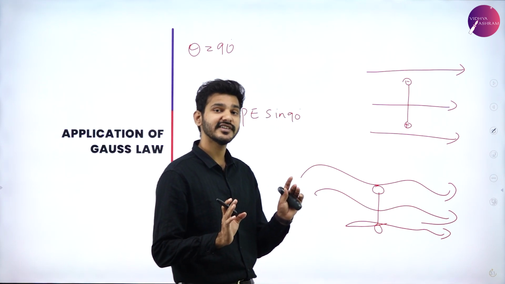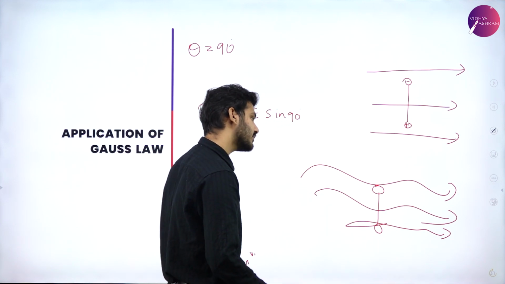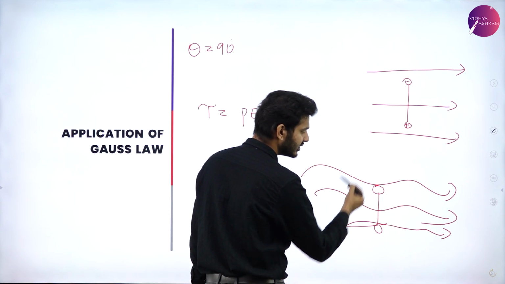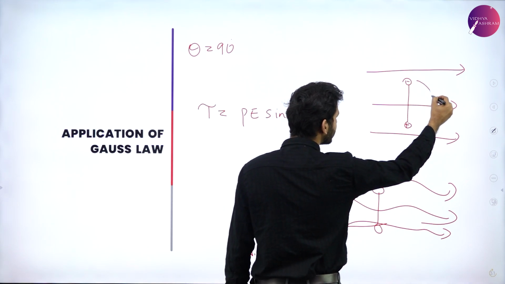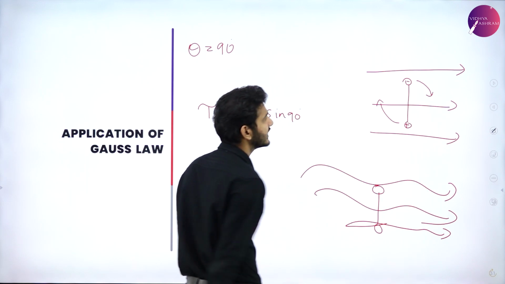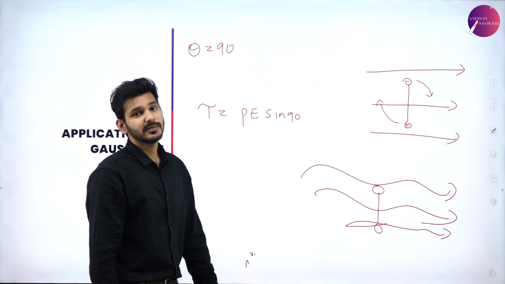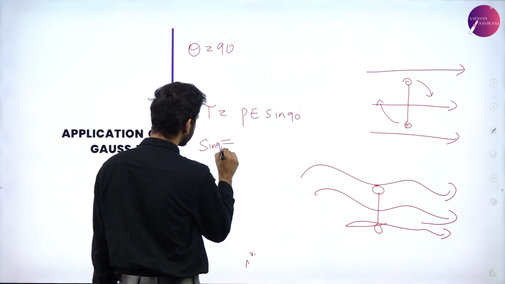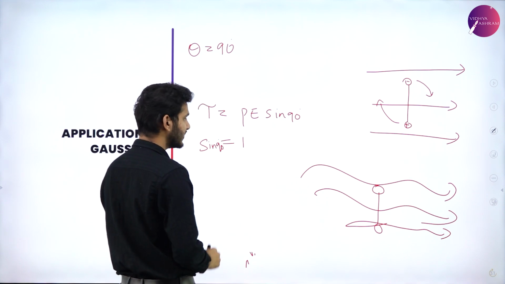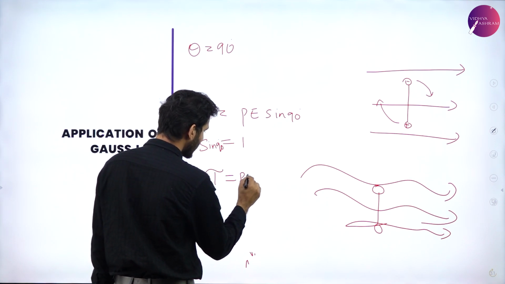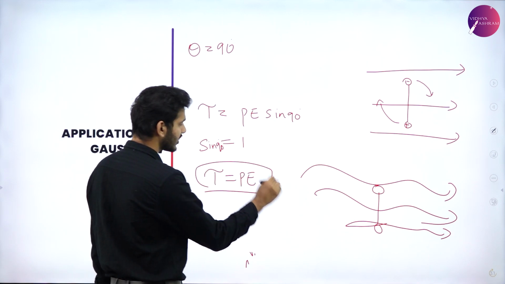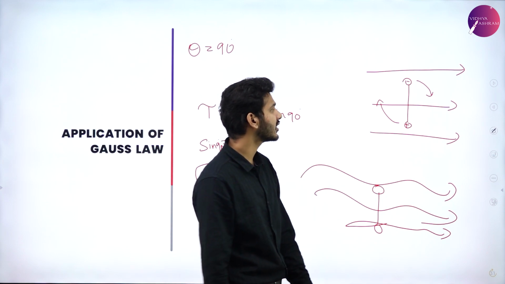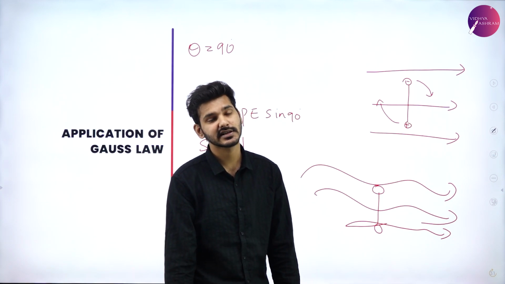What will happen? You will obviously experience a force, and for the dipole, since the force experienced is torque, it will undergo a rotational motion, which means that the dipole will tend to rotate, and in this state the force experienced will be maximum because sine 90 is equal to 1, which means that tau is equal to PE, which means that maximum torque is experienced when the dipole is upright, or the angle between the dipole and the electric field is 90 degrees.